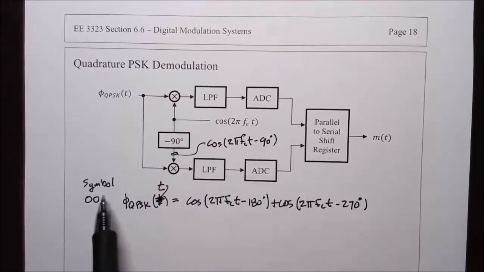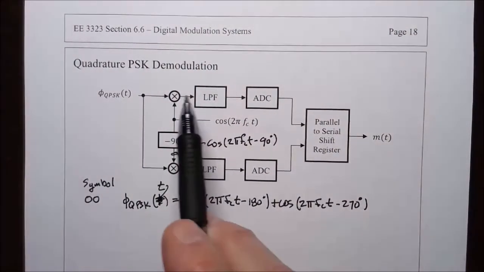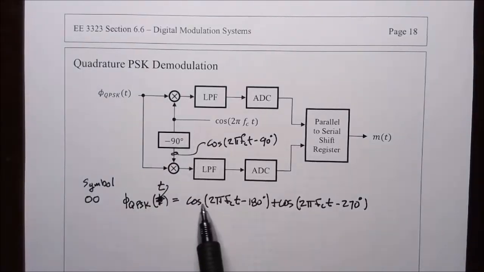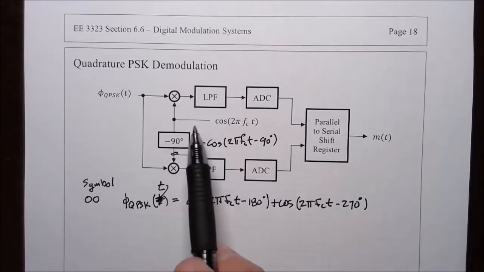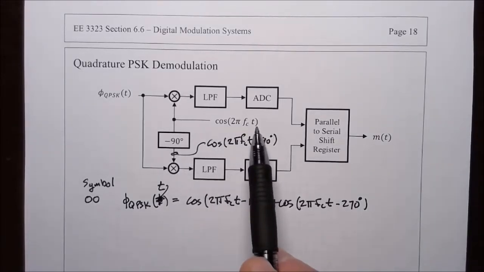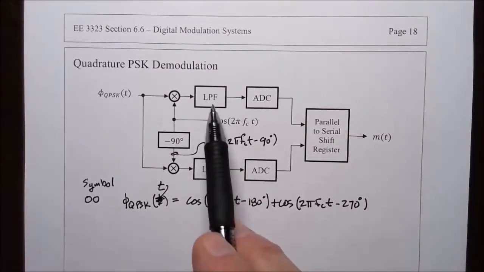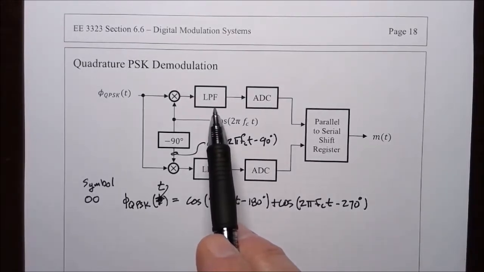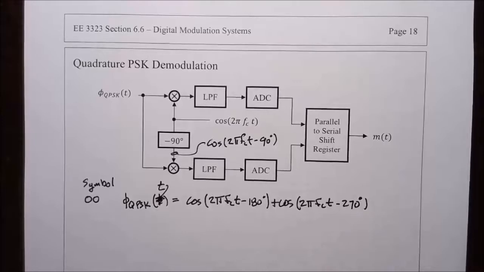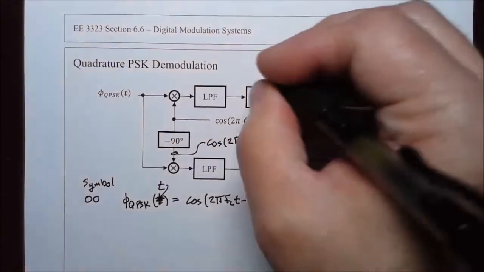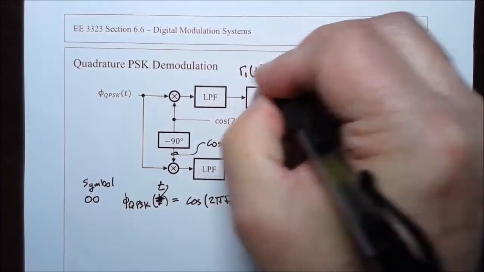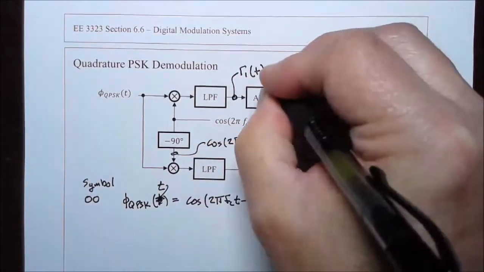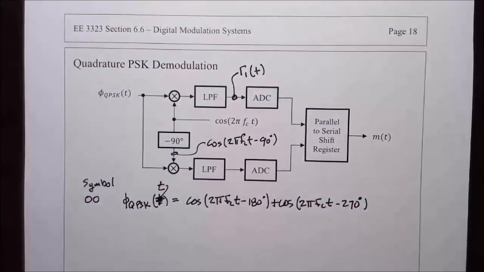Okay, so with this symbol we apply that this is the modulated signal applied to this top mixer. It is mixed with cosine 2 pi FCT, and then that's passed through a low pass filter. Let me call this signal R1 of T right here, just to give it a name.